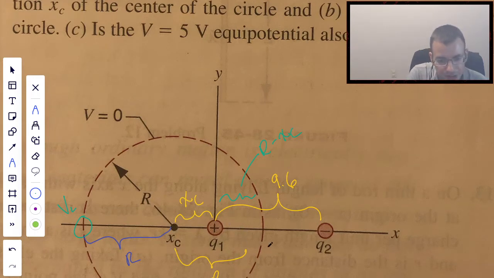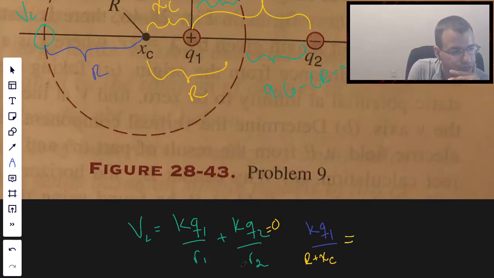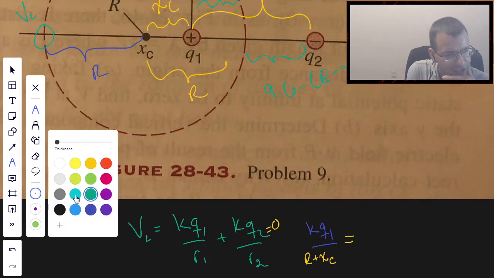Yep. And so then this distance right here is going to be 9.6 minus r minus xc. Does that seem reasonable? That seems reasonable. 9.6. Yep. That might have been what we had before. Not entirely sure.